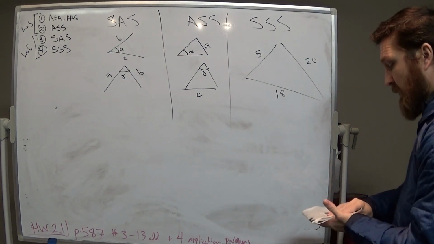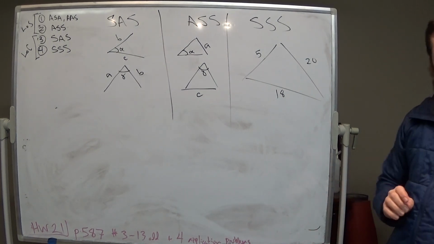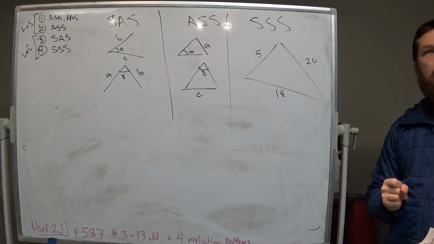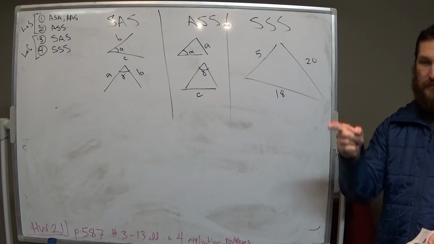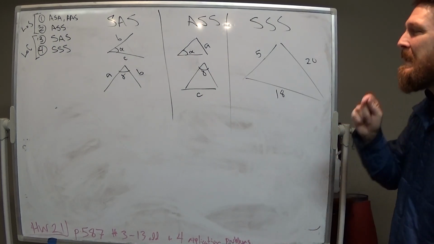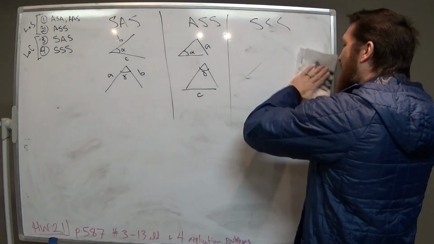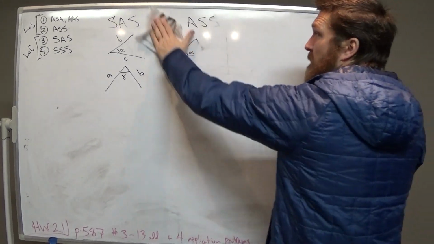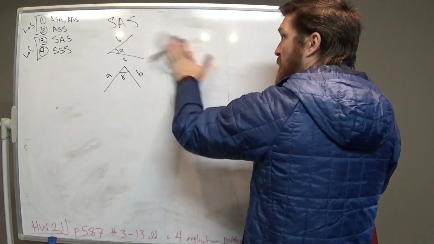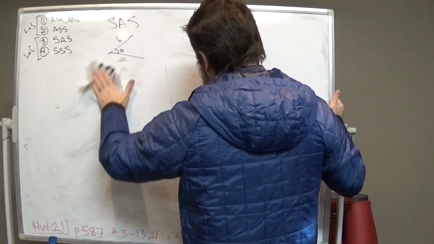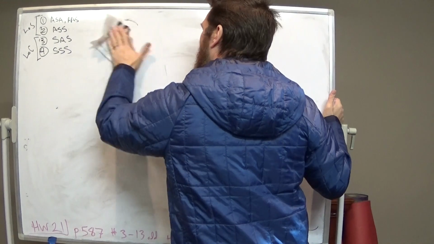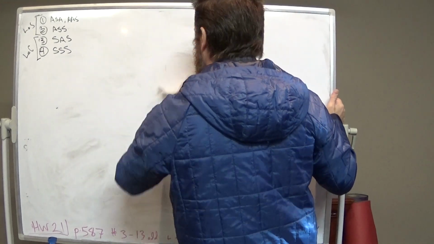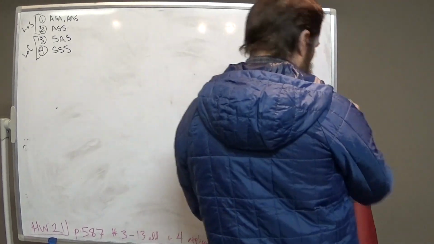What about angle, angle, angle? Well, there could be infinitely many. Good point. That doesn't uniquely determine the size of the triangle, because let's take 30, 60, 90. Yeah, it could be any size. So that's a good question. You stumped me. Thank you, Noah. I was about to just pull something out of somewhere.